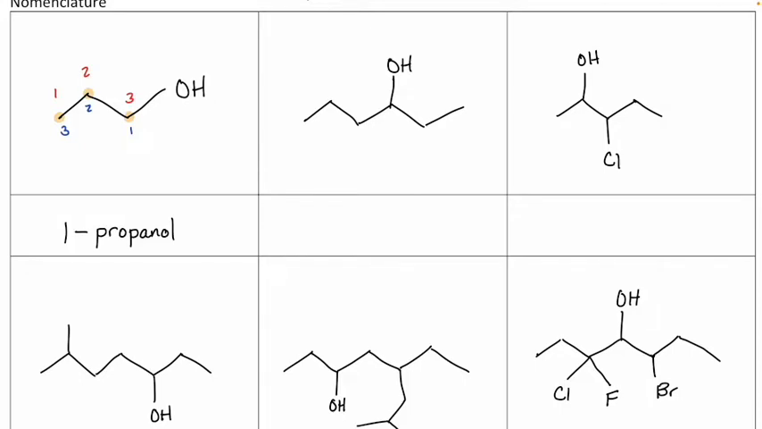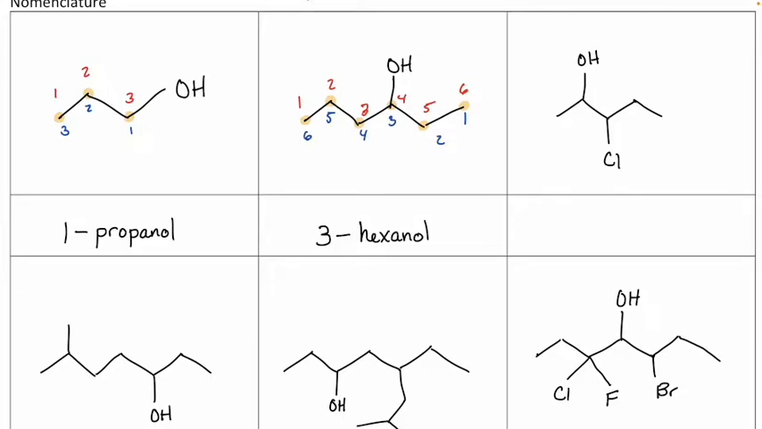All right, same deal here. We got to find our parent chain: 1, 2, 3, 4, 5, 6. So this is a hexanol. Again, we can number our parent chain both ways in case we're unsure. That's a 3. All right, and so again, I'm going to go with the numbering scheme that puts that functional group on the lower number. So this would be 3-hexanol.